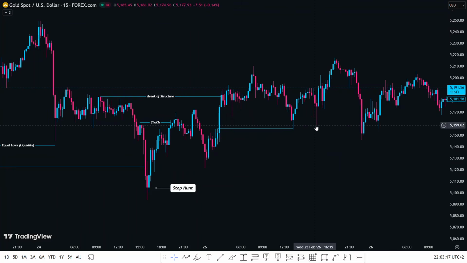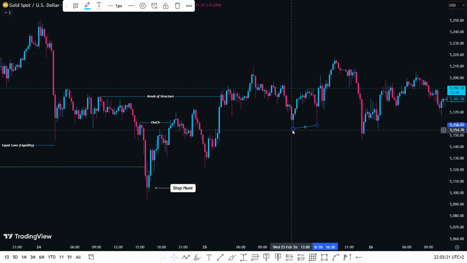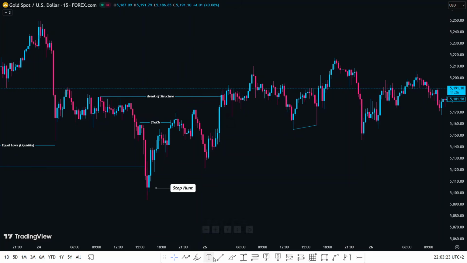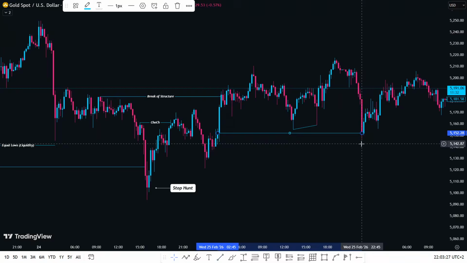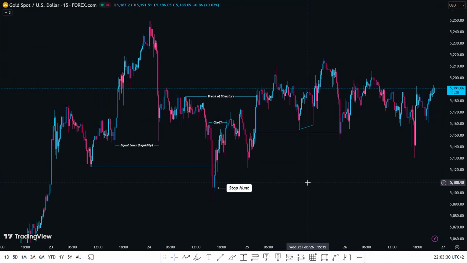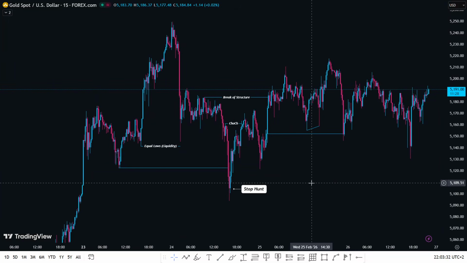You can see here we created equal lows. Then what do you expect? Expect them to be traded below, right? And have an area of support here. I'm going to talk about this for those who are not new to the concept.